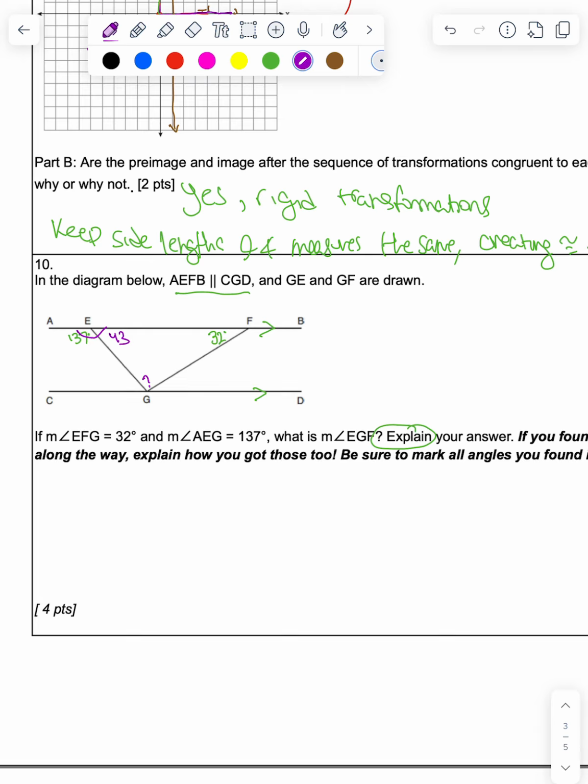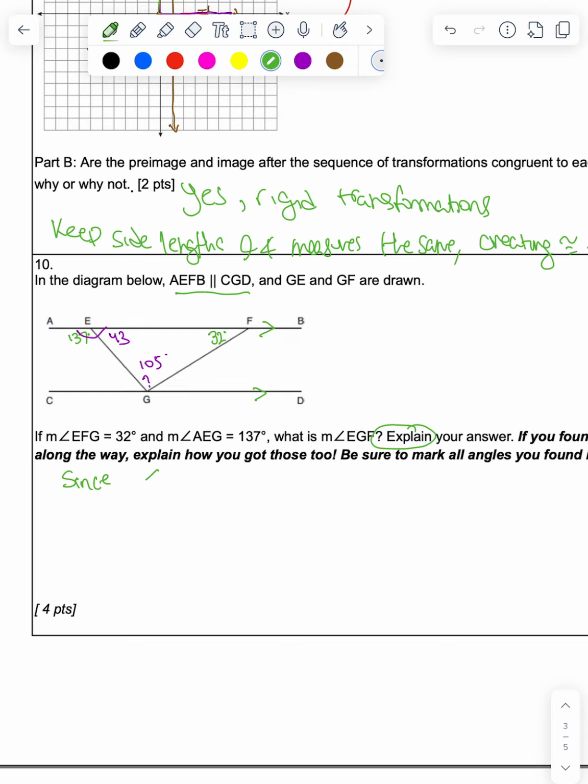And then we know that all three angles of a triangle add to 180. So if I do 43 plus the 32, I get 75. And then if I subtract that from 180, I get 105 degrees here. So even though this is right, this would not get credit because you do have to explain in words. So I'm going to put that over here.